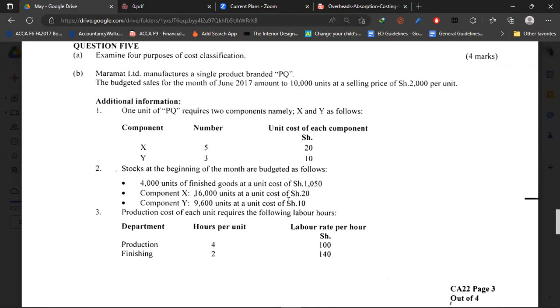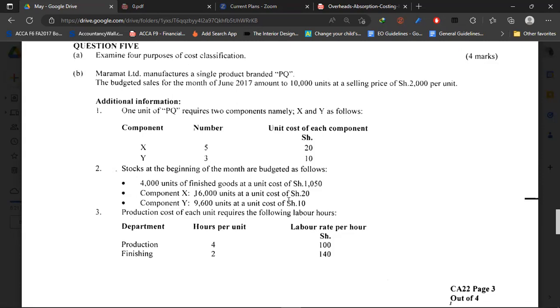Maramat Limited manufactures a single product branded PQ. The budgeted sales for the month of June 2017 amount to 10,000 units at a selling price of 2,000 shillings per unit. Additional information: 1 unit of PQ requires 2 components, namely X and Y, as follows. Component X, there are 5 with a unit cost of each component 20 shillings. Y, there are 3. Unit cost of each component is 10 shillings.